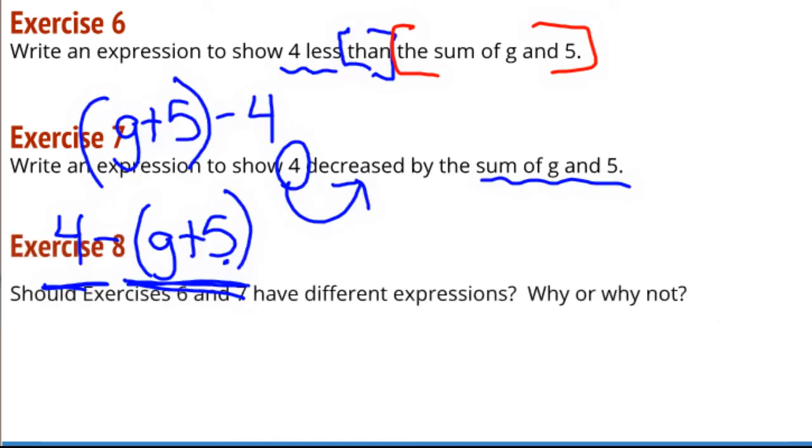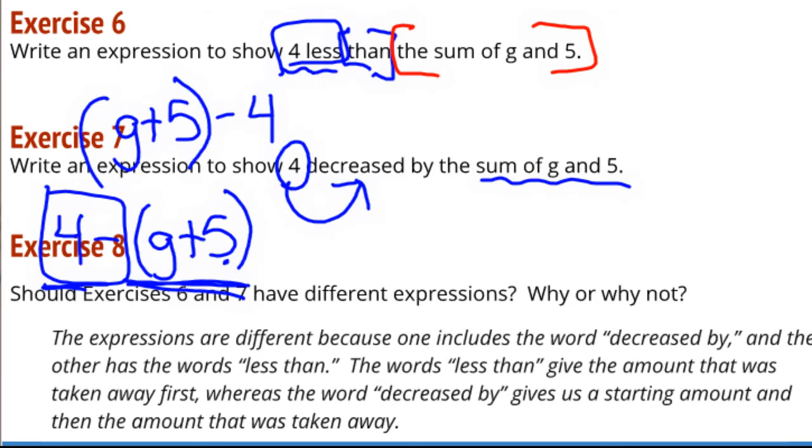So should exercises 6 and 7 have different expressions? So in other words, should they be the same? Well, hopefully you're looking here and saying, yeah, these expressions look pretty different. They should not be the same, because one of them is saying 4 less, and the other one is saying 4 decreased by. They are different. One includes the word decreased by, the other has the words less than. The words less than give the amount that was taken away first, whereas the word decreased by gives us a starting amount and then the amount that was taken away. So thinking about the meaning of the words.